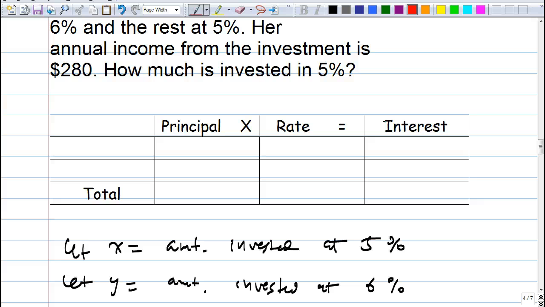Okay. First of all, this on top is going to be 5% investment. The other one is what? 6% investment, right? Go ahead and fill out this chart. I'll wait. Everybody try.